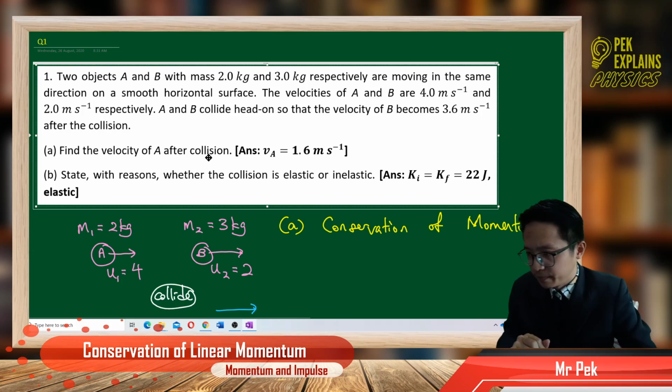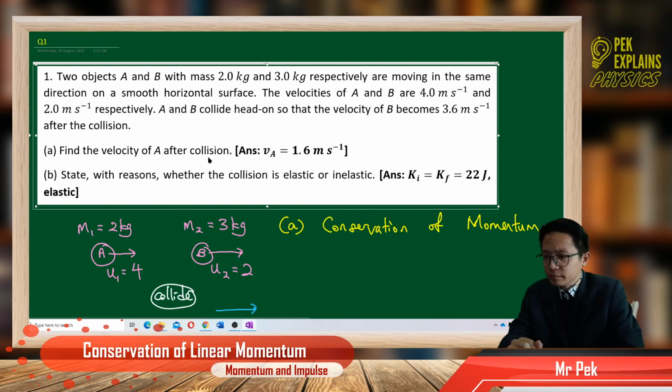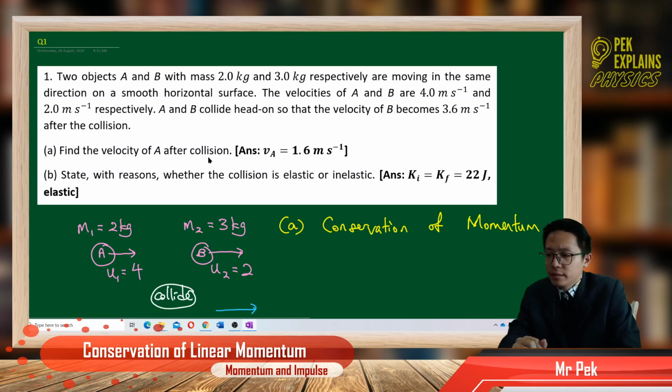Okay, so information given, we have the mass. We put this A and B. We have two objects here, A and B. A we put as 1, B is put as 2. So we have their masses, M1 and M2, moving in the same direction. So the velocity of A and B, this is the initial velocity, and they are moving in the same direction. So we assume that they both move to the right. So both are positive value.